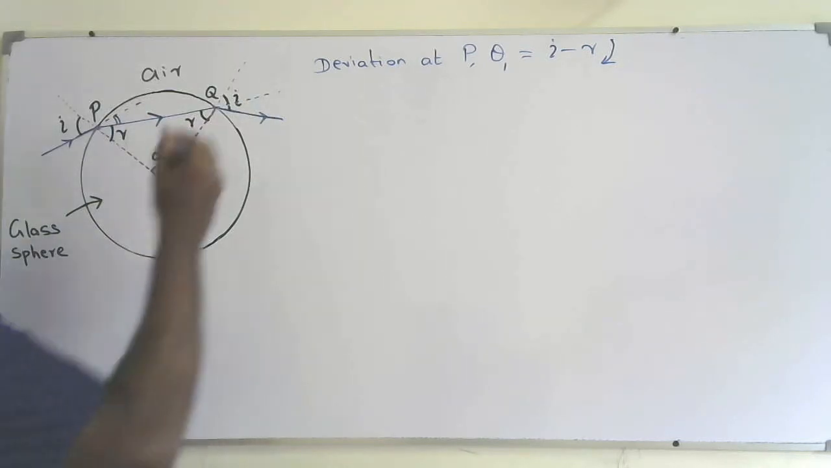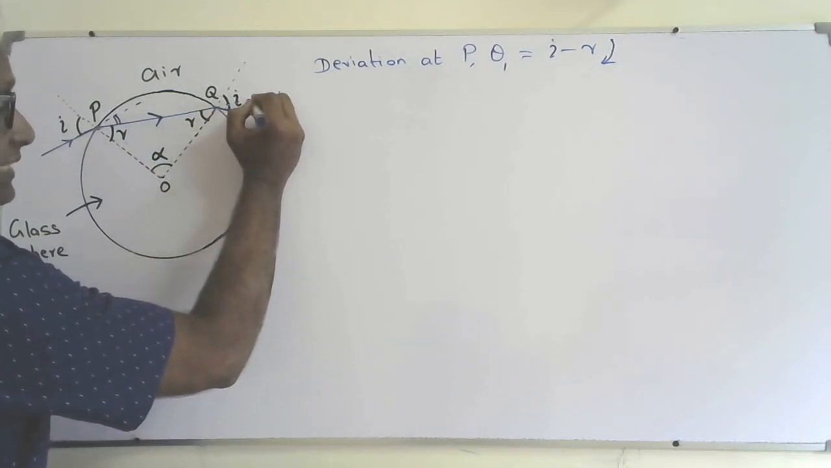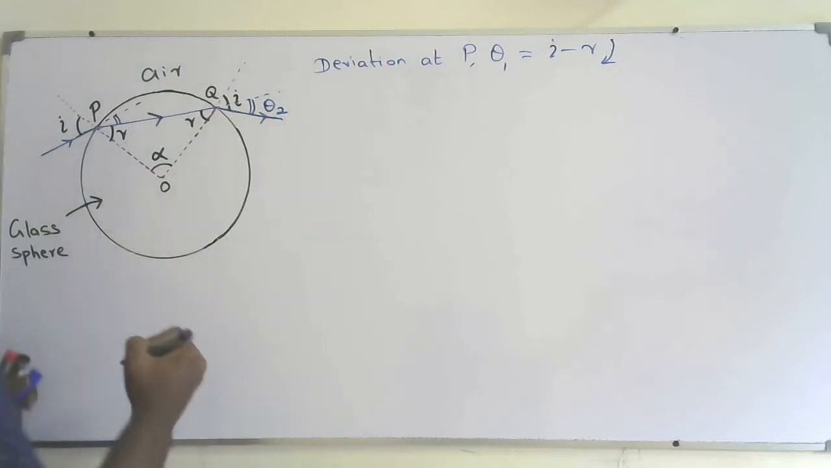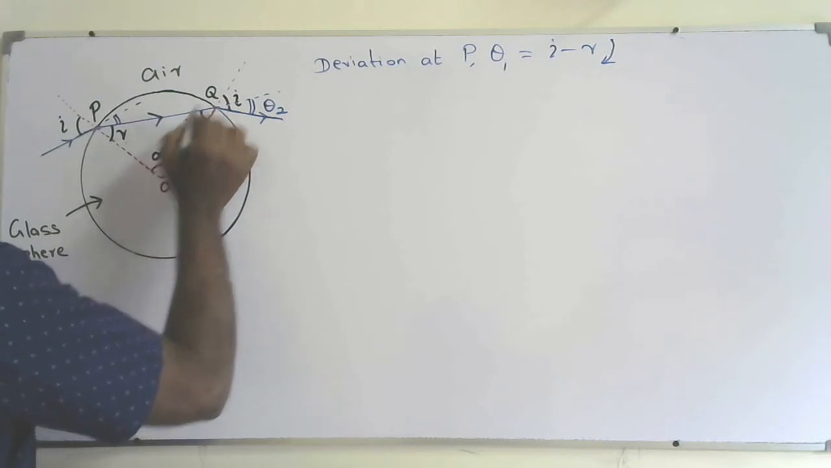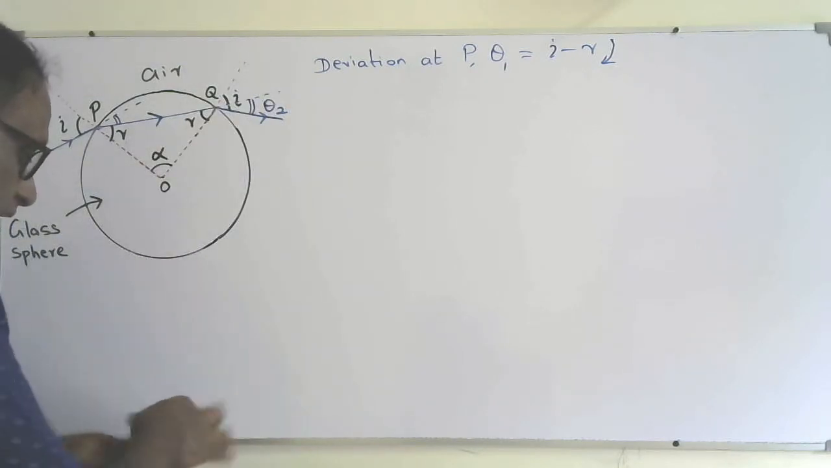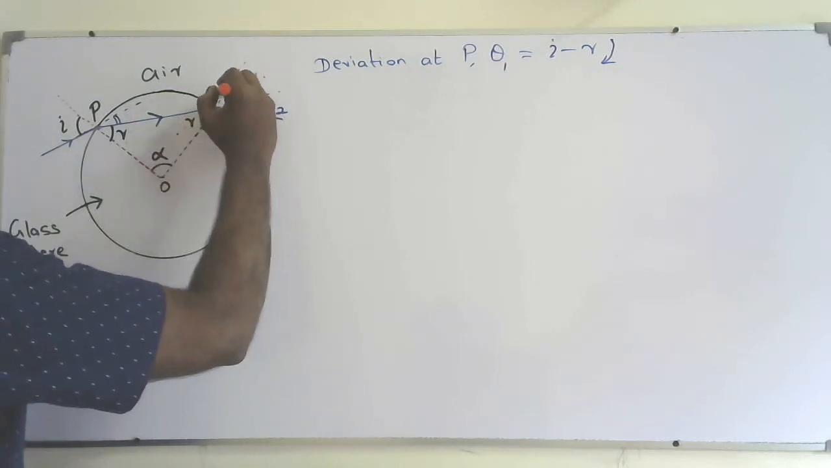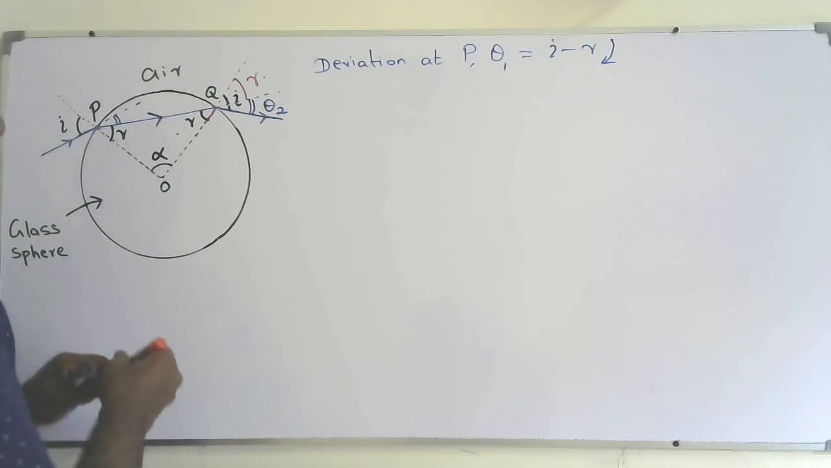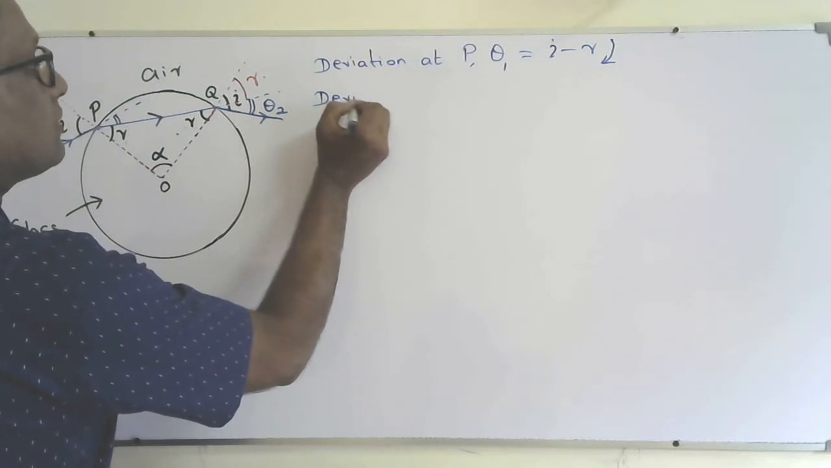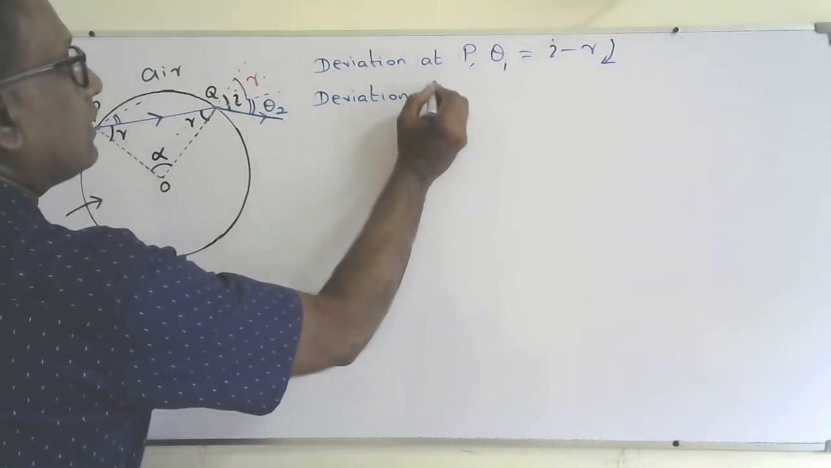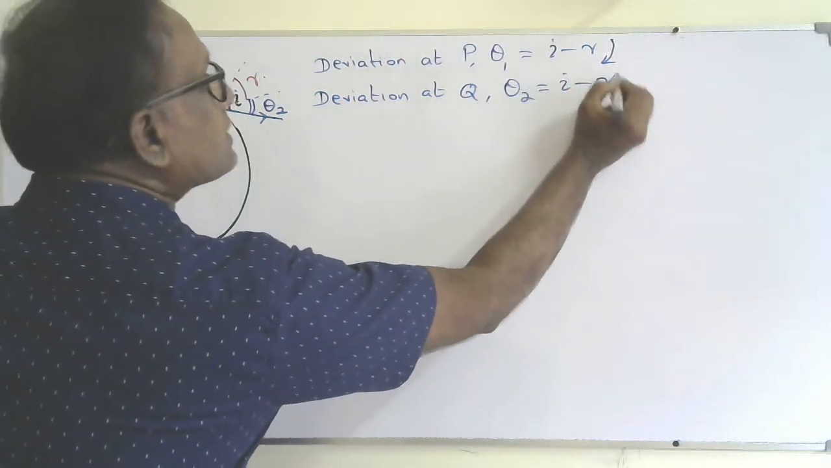So this is the angle of deviation here. I can call it theta 2. How much is theta 2? This whole angle is I. This is R, this angle is R. You can see that this is R, the opposite angle. This is R. The whole angle is I. So theta 2 is here also I minus R. So deviation at Q, that is theta 2, is equal to I minus R.